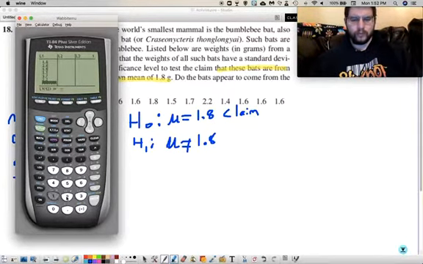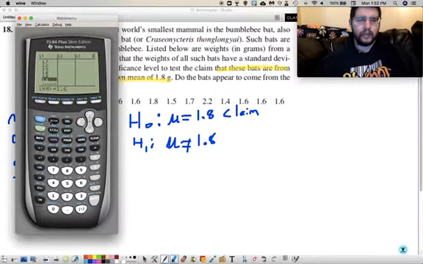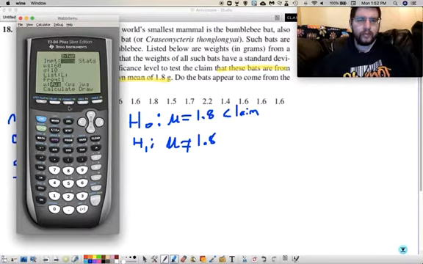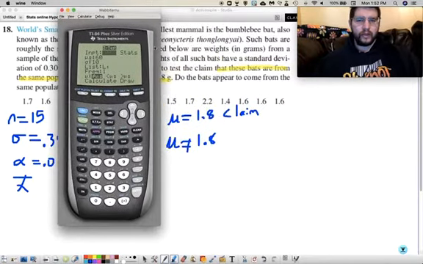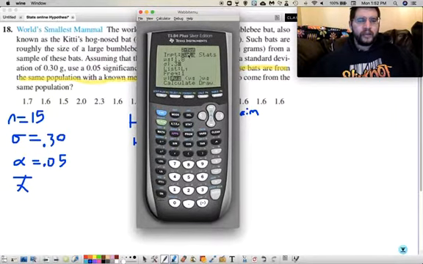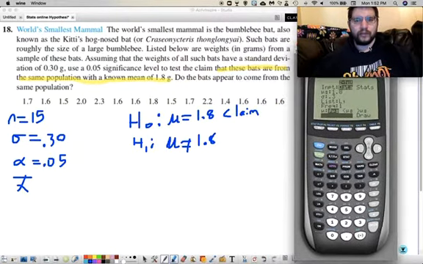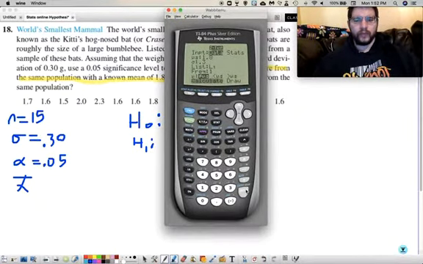1.2, 1.4, 1.6, 1.6, 1.6. Okay, 15 data values. Good. Get out of there. I'm just going to run the test using data from list 1 and with a mean of 1.8 and a standard deviation of 0.3. We also have a two-tail here, because our alternative was not equal to, so calculate that.